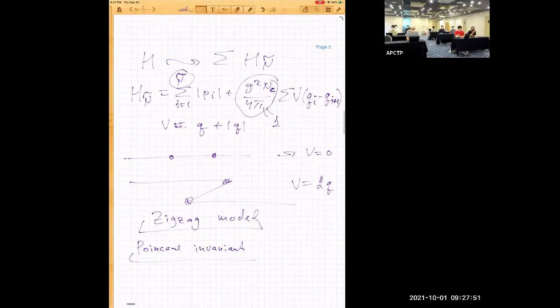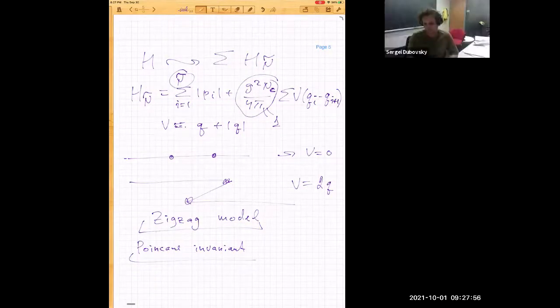So you are not considering thermodynamics, for example? No, I'm not considering thermodynamics here. I really want to understand just the N-particle subsector of this model. Yes, that's right.